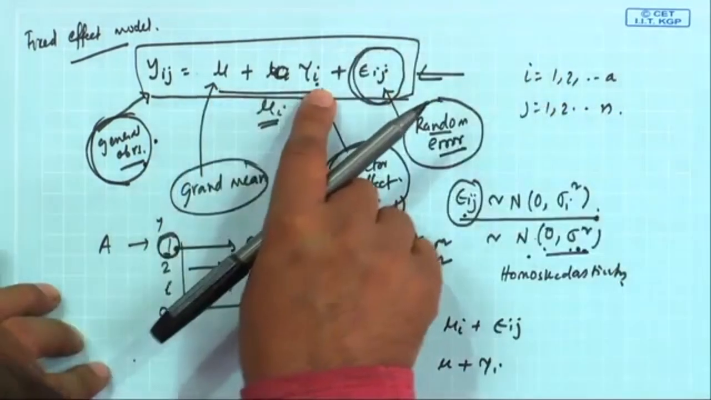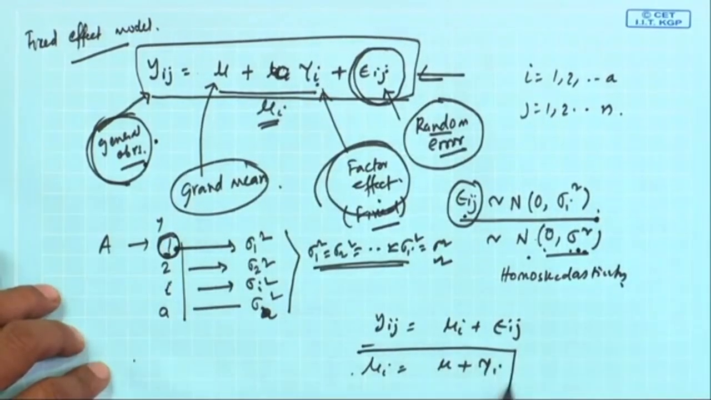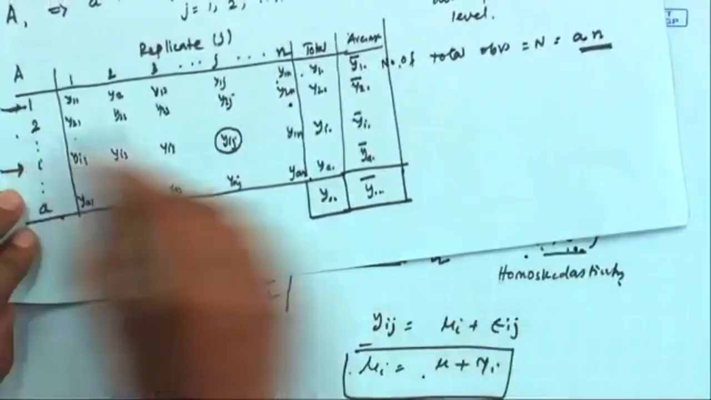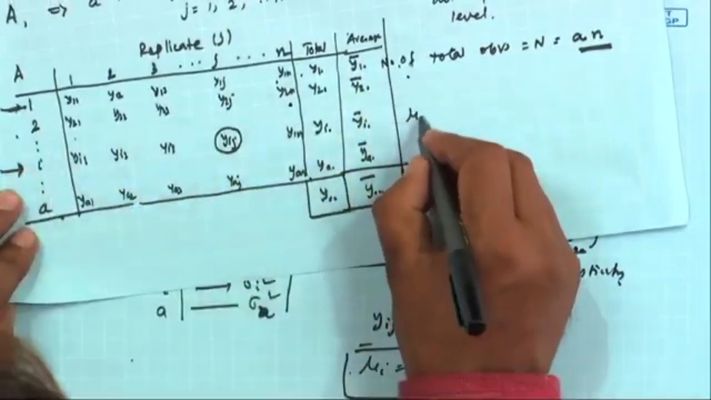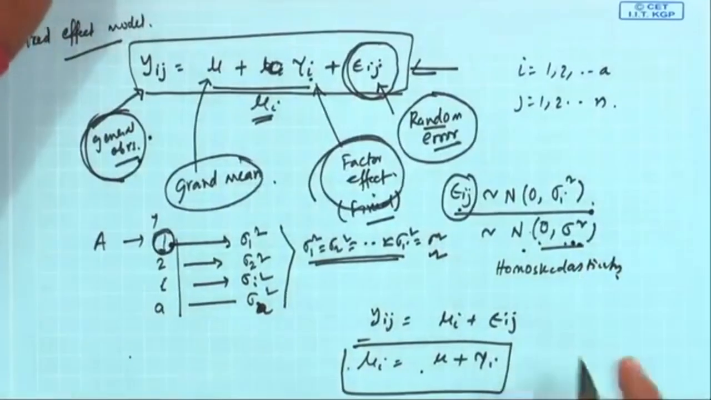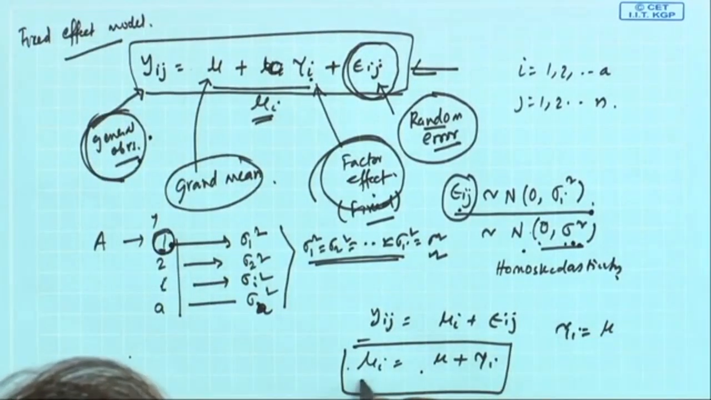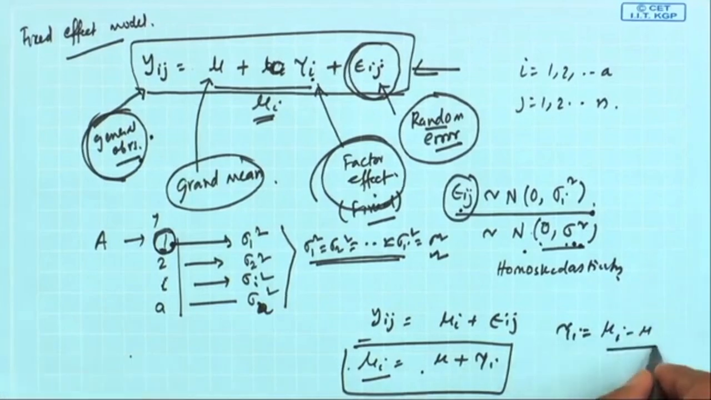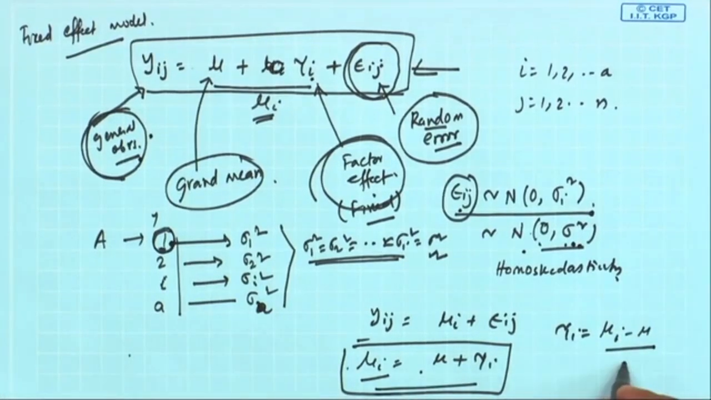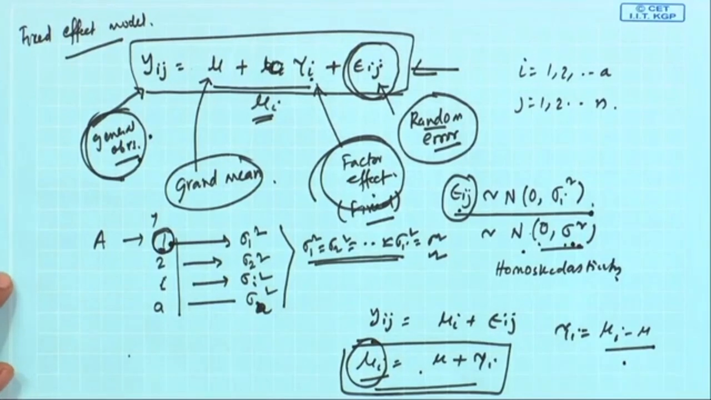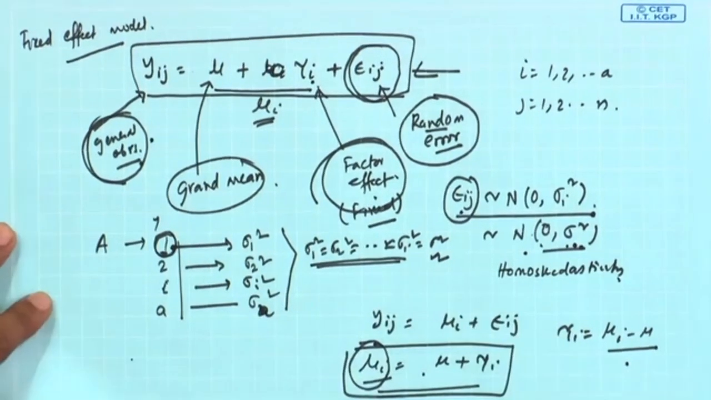So, overall mean plus factor effect is giving you the mean at each level. So, the mean at the first level is mu 1, the mean at the second level is mu 2, the mean at the ith level is mu_i. So, then what we are saying is that tau_i equal to mu_i minus mu. You see from here, tau_i equals mu_i minus mu. So, mu_i is the mean of y at each level, the ith level. If i equals 1, this is the first level. Okay.